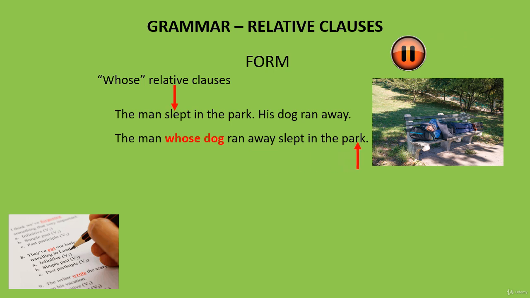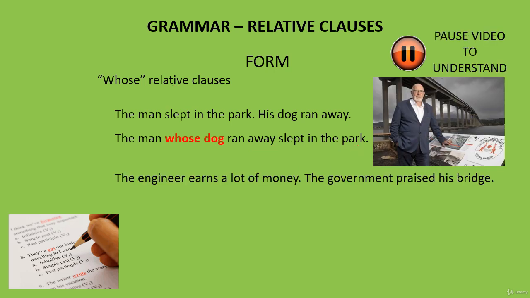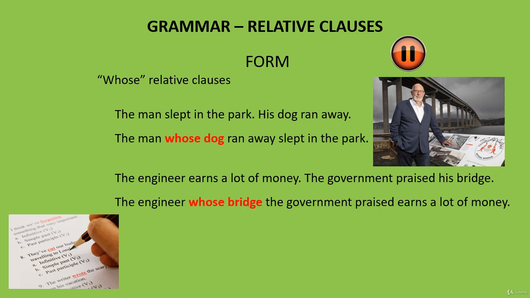Here's another example. Try to make a sentence with a relative clause here. The engineer earns a lot of money. The government praised his bridge. The engineer whose bridge the government praised earns a lot of money. In the first sentence, we have the engineer. We need to know which engineer. And in the second sentence, the word that refers to the engineer is his bridge.